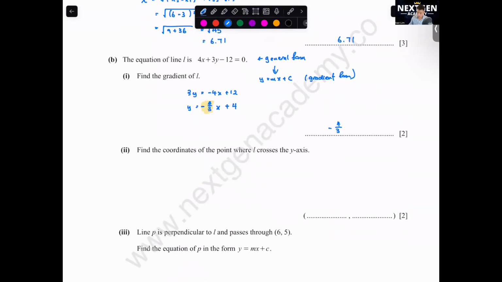Number 2, find the coordinates of the point where L crosses the y-axis. So where does it cross the y-axis? This means y-intercept. For the y-intercept, what is always true? x is equal to 0. So I substitute x equals 0 into the equation above. Negative 4 over 3 times 0 plus 4, y is equal to 4. So here it will be (0, 4).